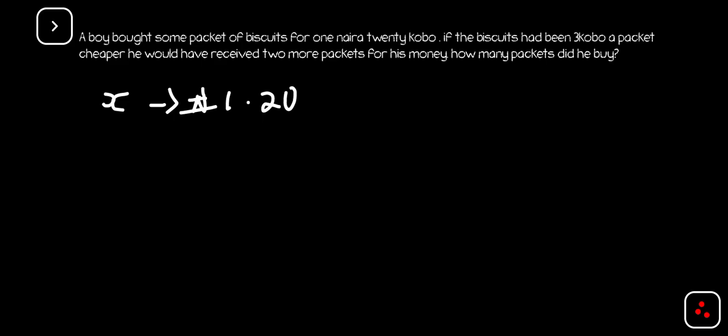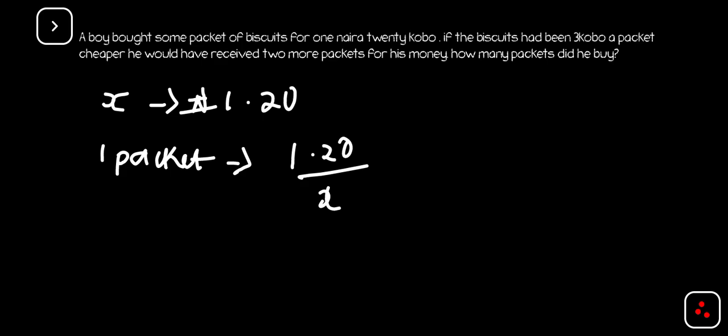Now they said if the biscuits had been 3 kobo a packet cheaper, meaning that one packet of that biscuit was 3 kobo cheaper. So that means they're saying he bought these biscuits a little bit expensive. So if it was 3 kobo cheaper, then he would have received two more packets for his money. So naturally, one packet of these biscuits is 1 naira 20 kobo over X.